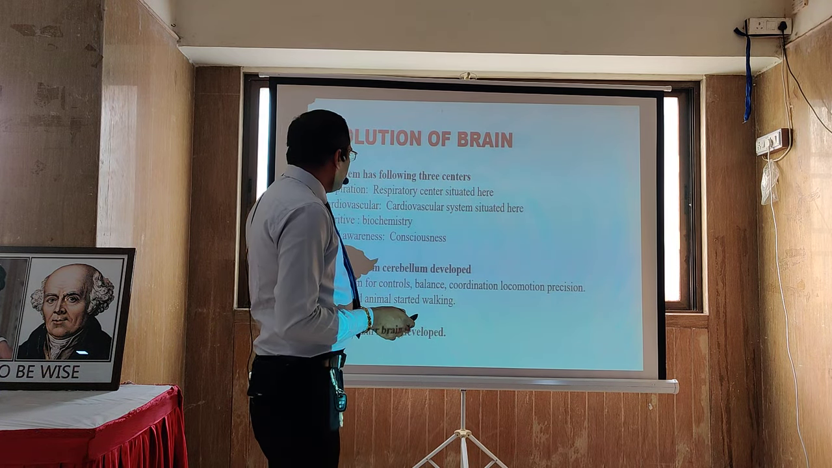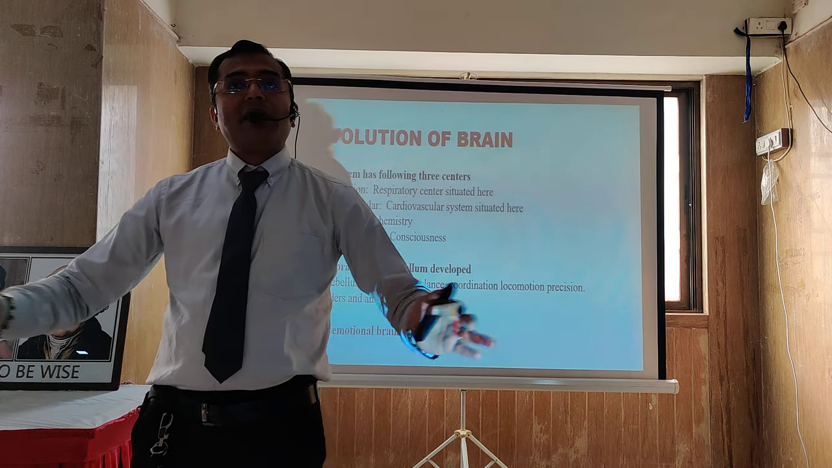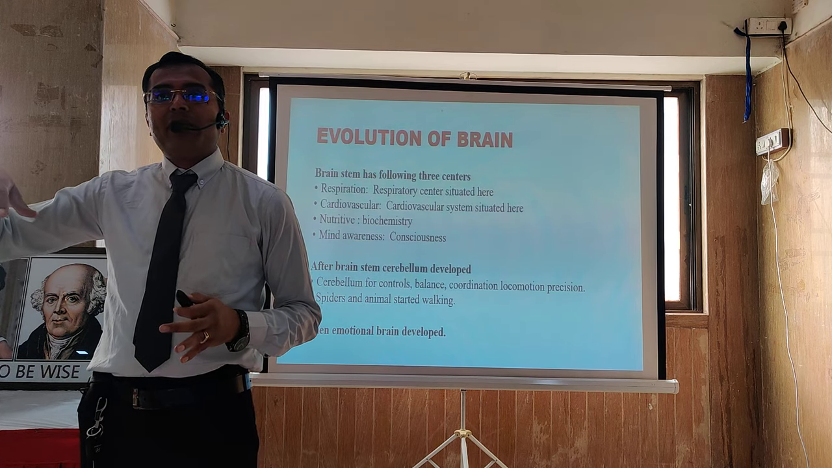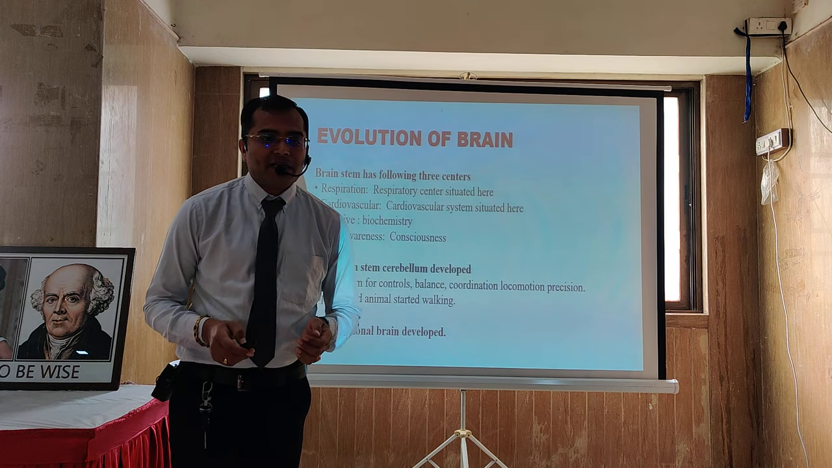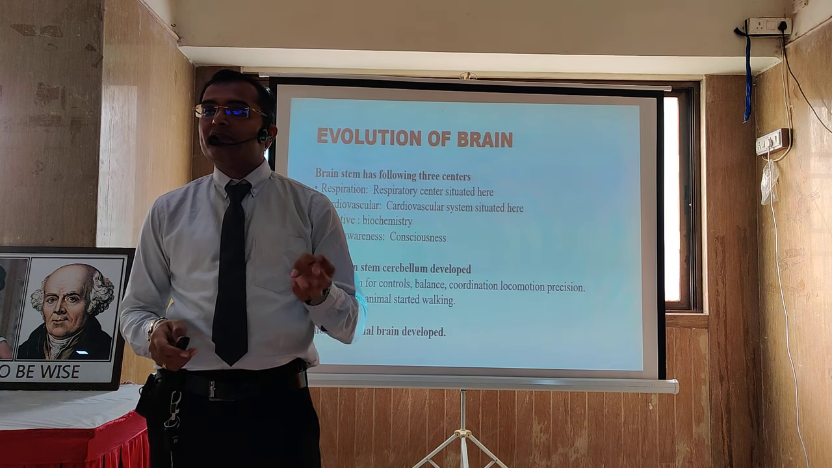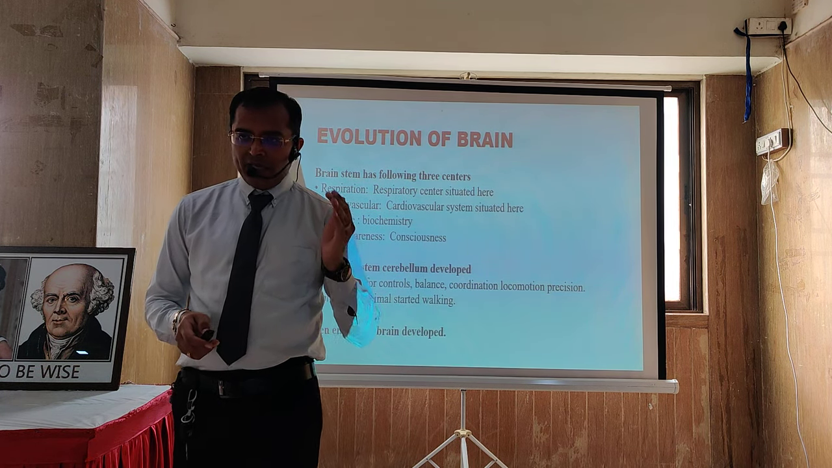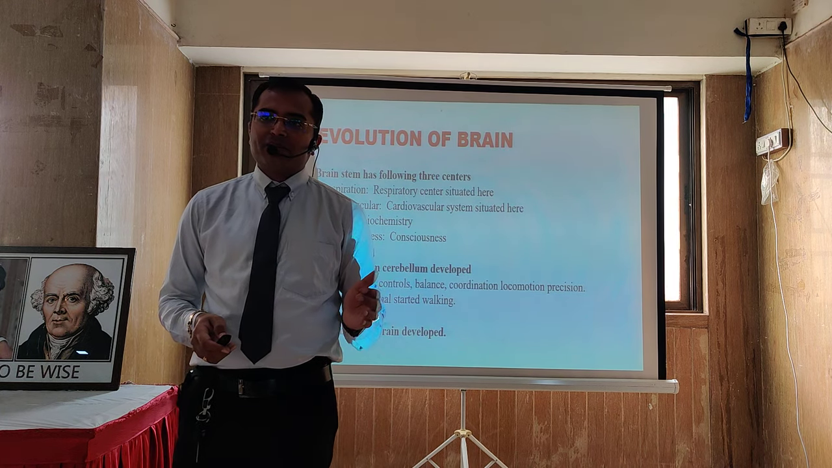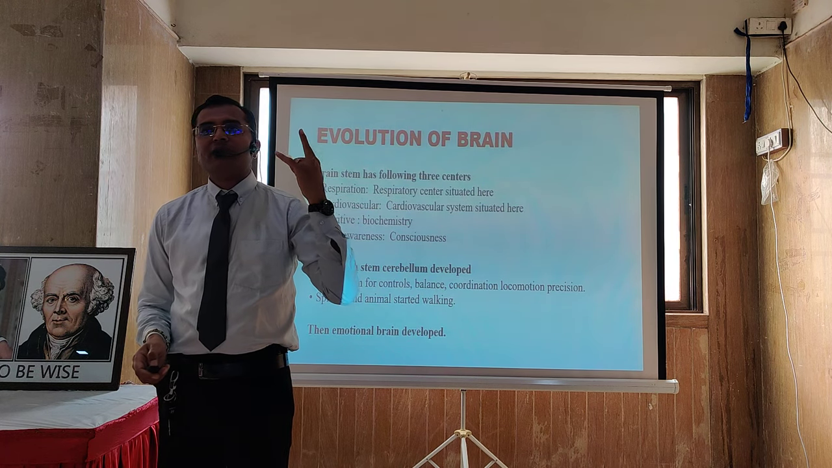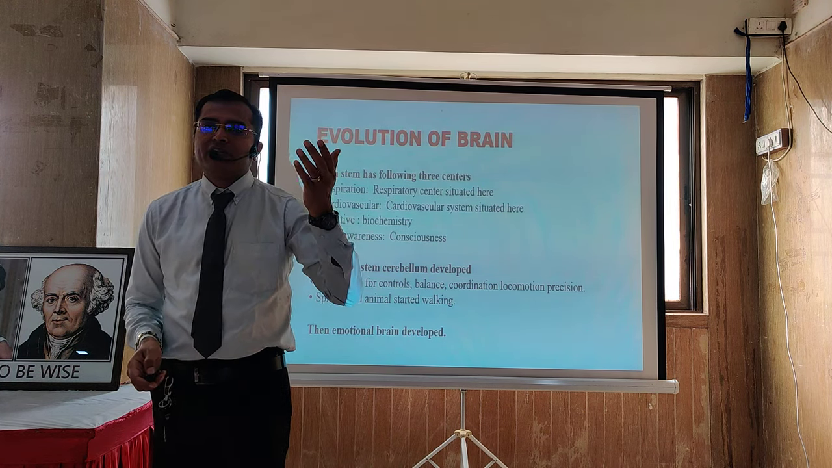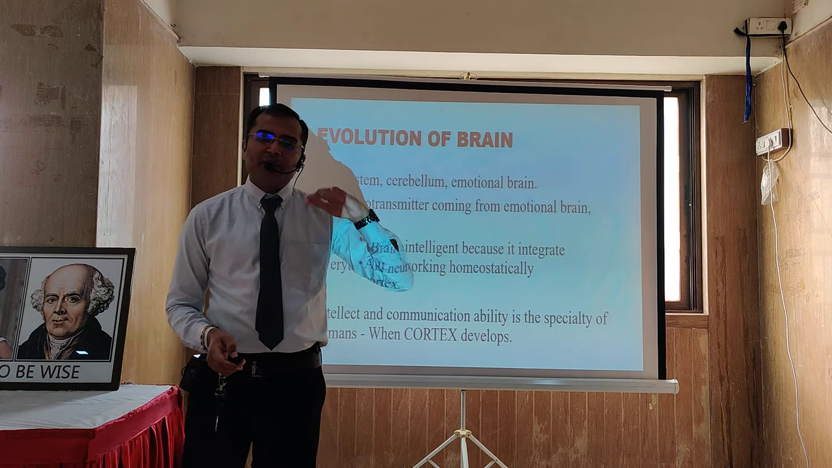Then after the brain stem, the cerebellum developed. When the cerebellum developed, that means when the limbs came into contact, the limbs started the balancing. So for balancing, the cerebellum is needed, and that cerebellum started. So locomotion. The cerebellum controls balance, coordination, locomotion, precision. So this is something like a spider, and animals started walking. And the last one, the emotional brain, developed. So emotion comes. The first emotion that comes is fear. Then out of fear the emotion that comes is anger. Okay. So this is the evolution of the brain: brainstem, cerebellum and emotional brain.